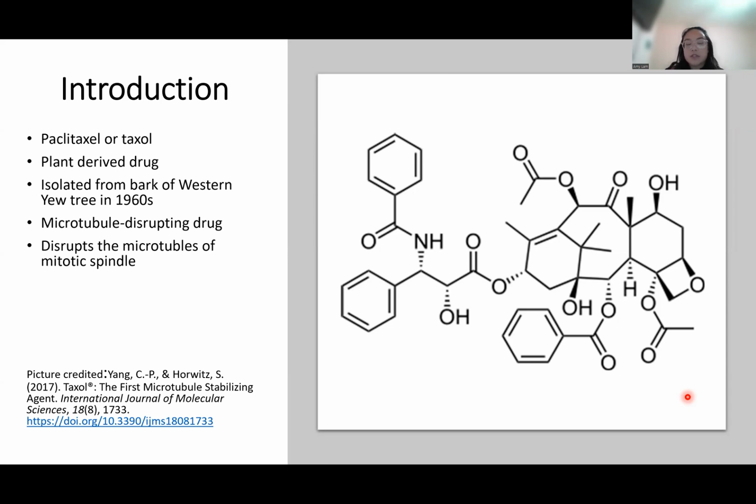This type of drug is used in chemotherapeutic treatment for cancer patients. So this drug Taxol, it is a microtubule disrupting drug, and by those means, it means that it disrupts the microtubules from the mitotic spindle.